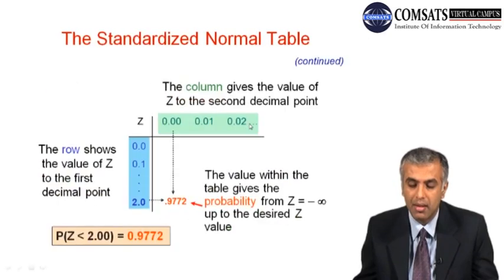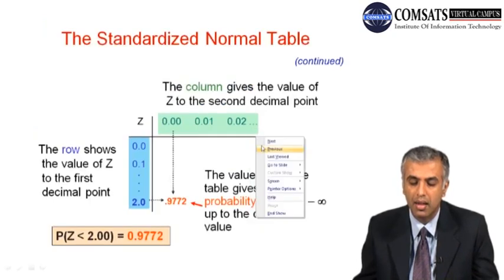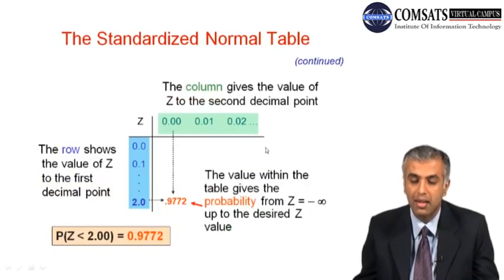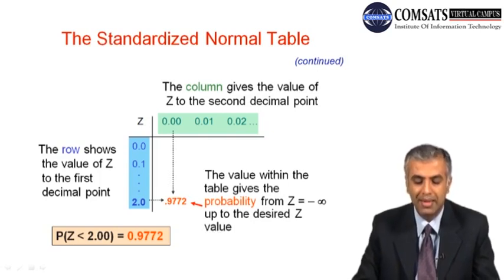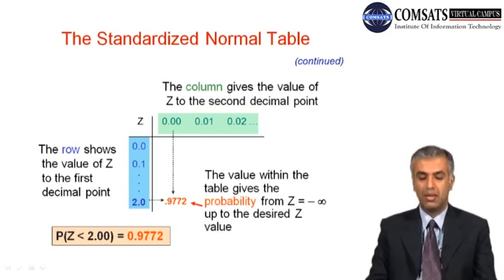So again, coming to the next point, how to calculate using the standardized normal table, how to find the value of z from the standardized normal table. Here you can see the row shows the z value to the first decimal point, and the column gives us the z value to the second decimal point. So we have found the probability by the method portrayed in the slide, and the initial value has turned out to be 0.9772.